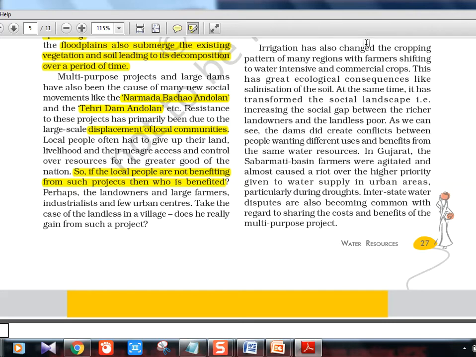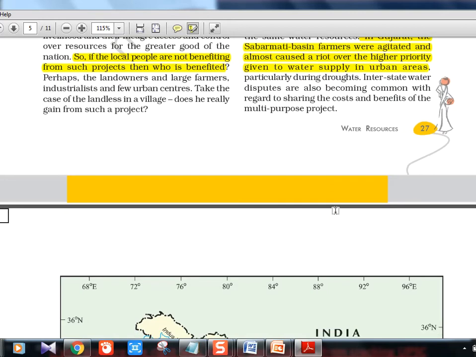Irrigation has also changed the cropping pattern of many regions, with farmers shifting to water-intensive and commercial crops. Ecological consequence: over-irrigation will cause salinization. After the Green Revolution, Punjab and Haryana had this salinization problem and degradation of land. In Gujarat, the Sabarmati Basin farmers were agitated and almost caused a riot over the higher priority given to water supply in urban areas. So in the name of water, people are fighting. You know the Kaveri dispute, the mother of all disputes, you can say.